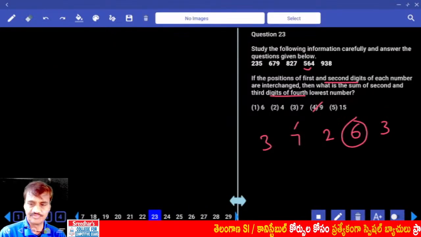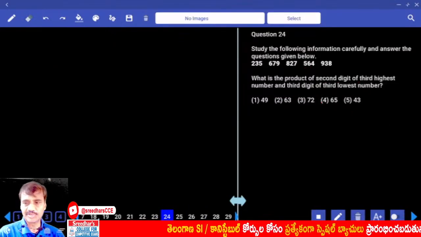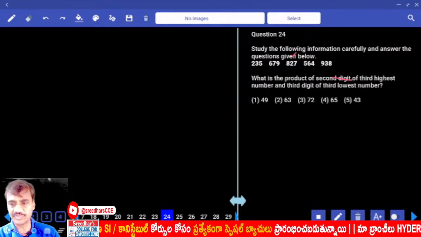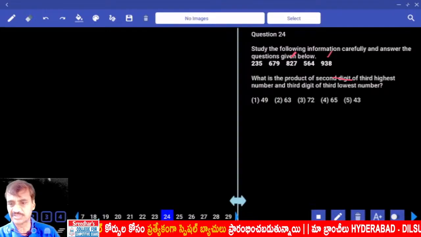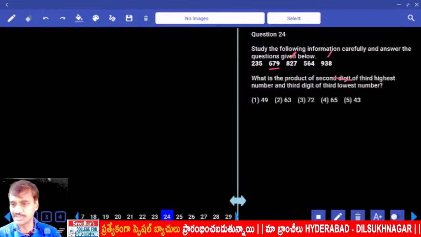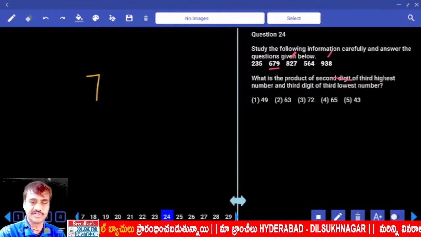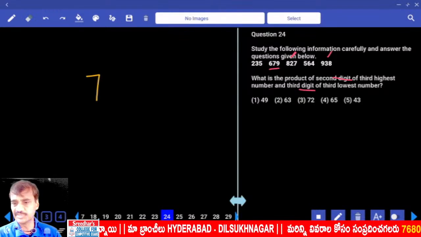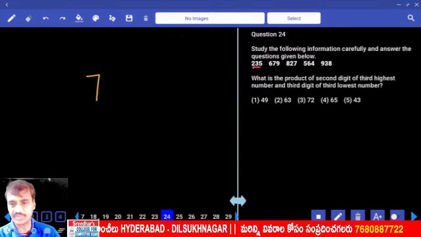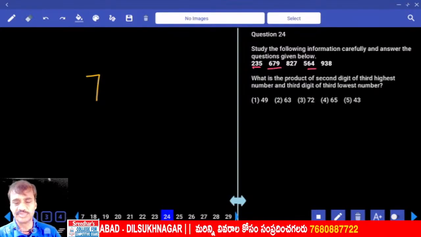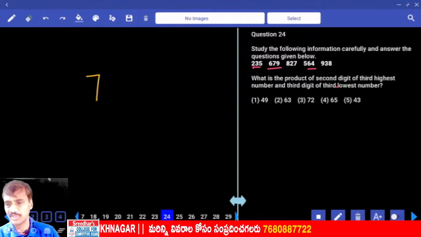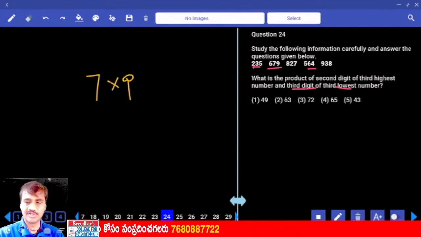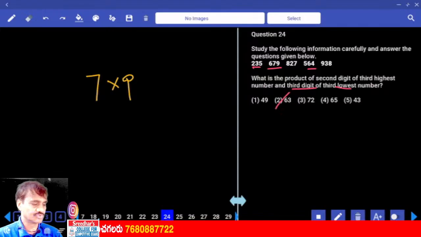Then question number 24. Now in this 24, the product of the second digit of the third highest number and the third digit of the third lowest number. Third highest number: first highest, second highest, and this is the third highest. Now in this third highest, what is the second digit? 7. And the third digit of the third lowest number. Now tell me what is the lowest number here? Lowest number, this is 1, this will be 2, and this will be 3. And the third lowest, the third digit is how much? 9. Now 7 into 9 how much? 63. 63 is the choice for 24.